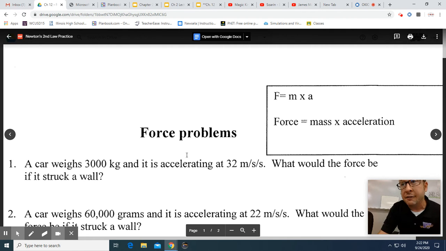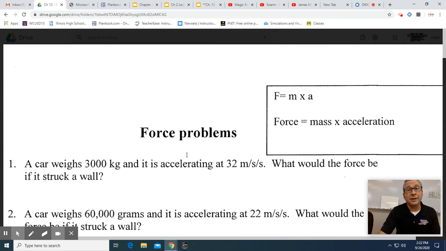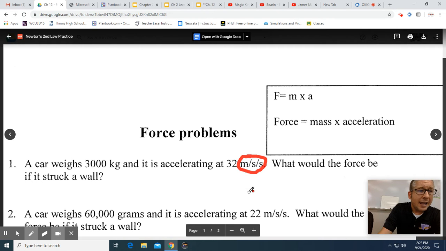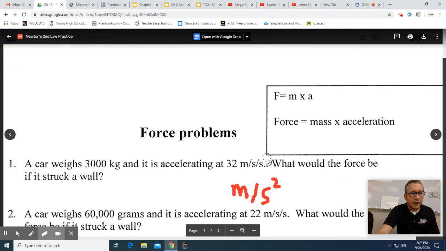These are coming directly from the homework assignment that you're going to be assigned along with this video. So we have a car that weighs 3,000 kilograms and it is accelerating at 32 meters per second squared. How this is written right here, you may be unfamiliar with. It simply means meters per second, which in reality means meters per second squared. So don't freak out if you see that. If you want to consider this written as this, by all means, that's fine. I'm going to erase that.